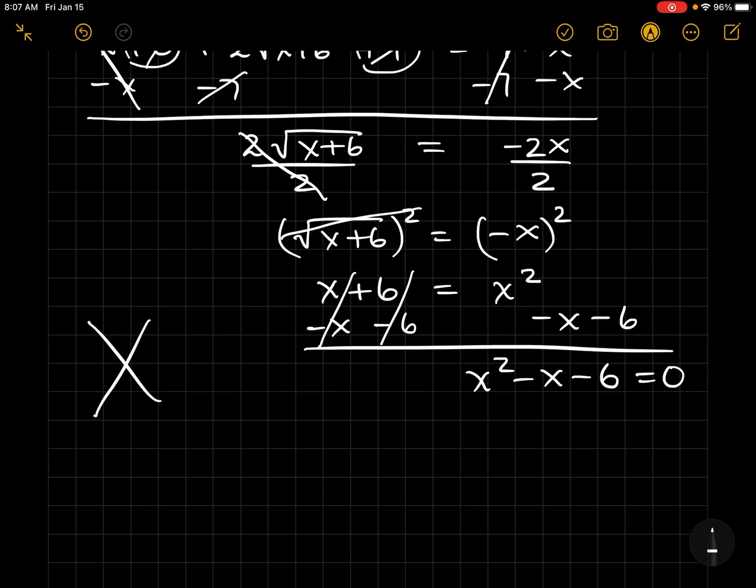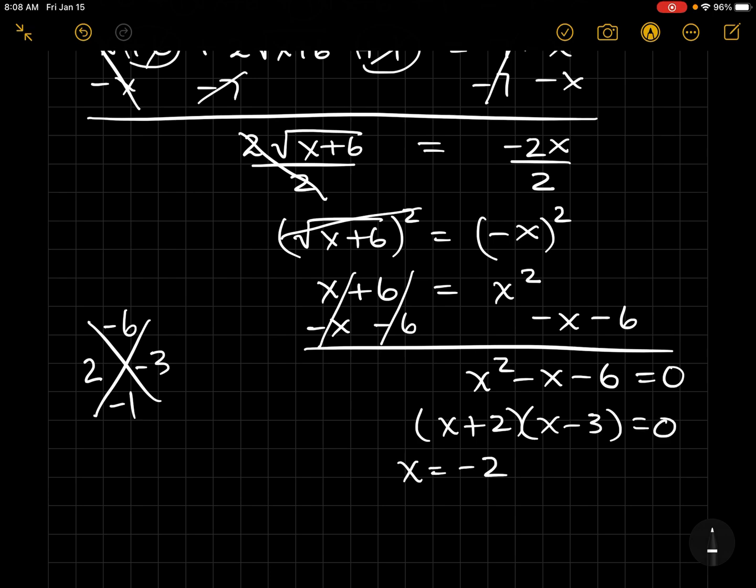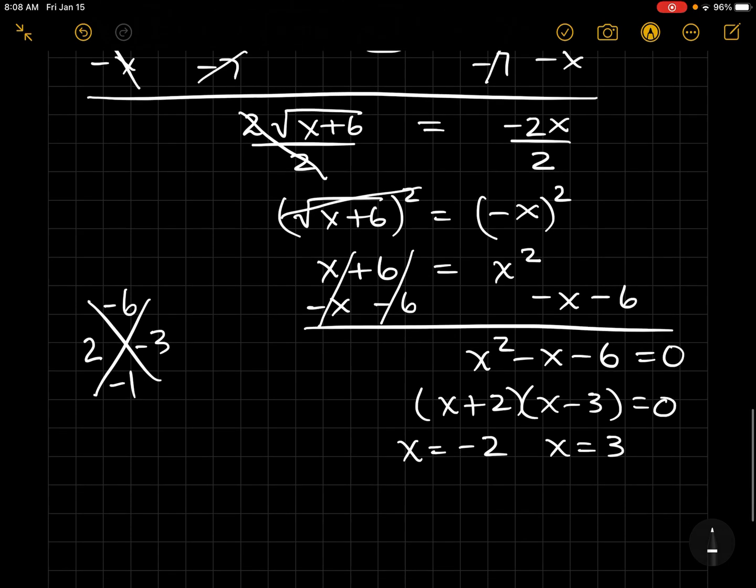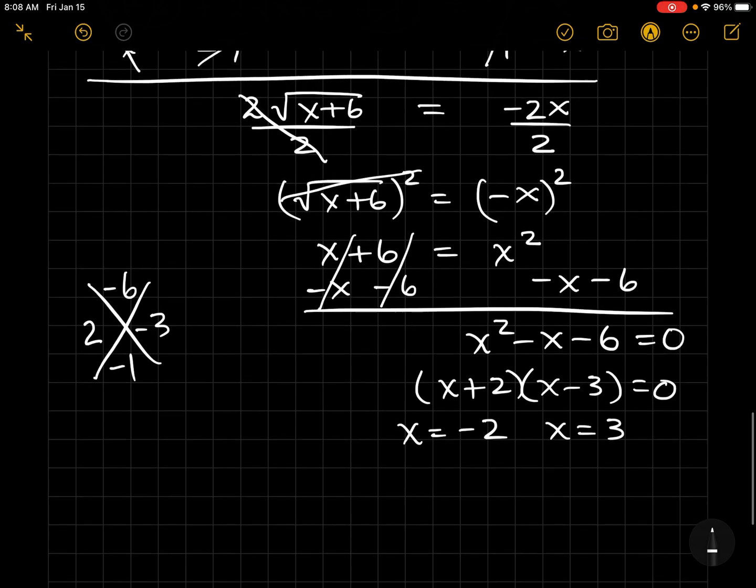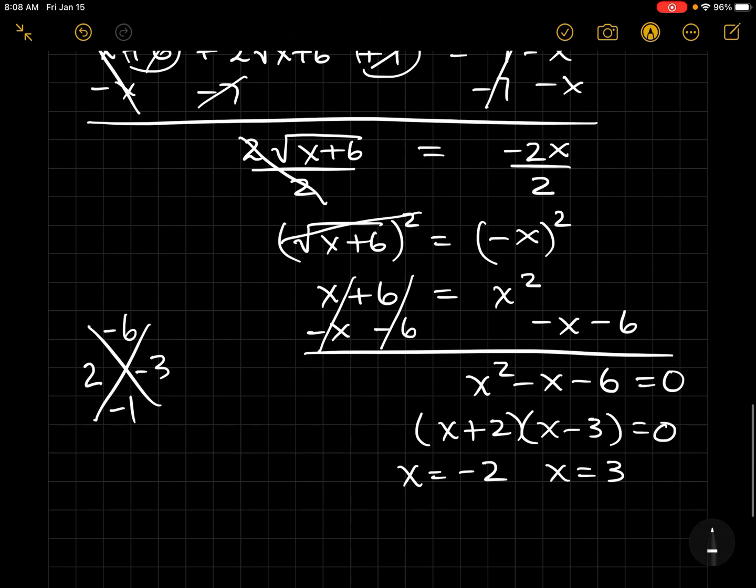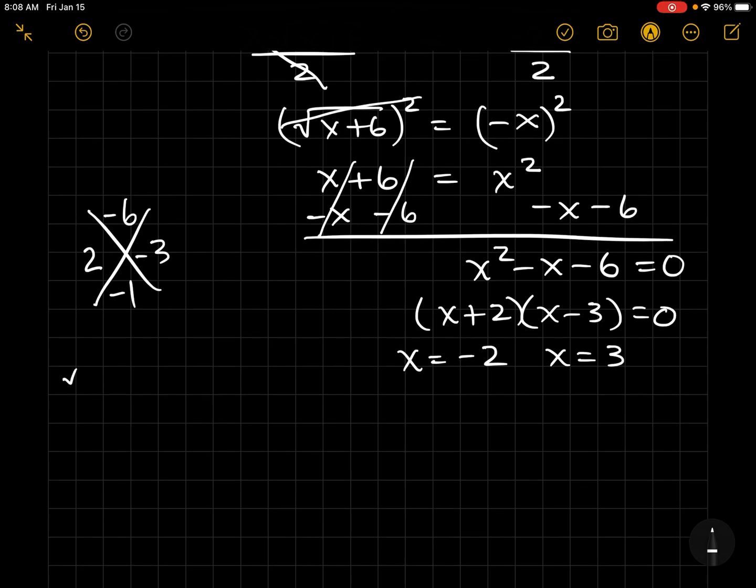Again, I have a quadratic equation, and you'll see that that happens a lot with radicals. And so now I'm going to do 2 and 3, negative on the 3. And so I have x plus 2, x minus 3. And let's see, negative 2, positive 3. Don't forget the last step, and that's checking for extraneous solutions. You always double check in the original equation. You have to double check the original equation.